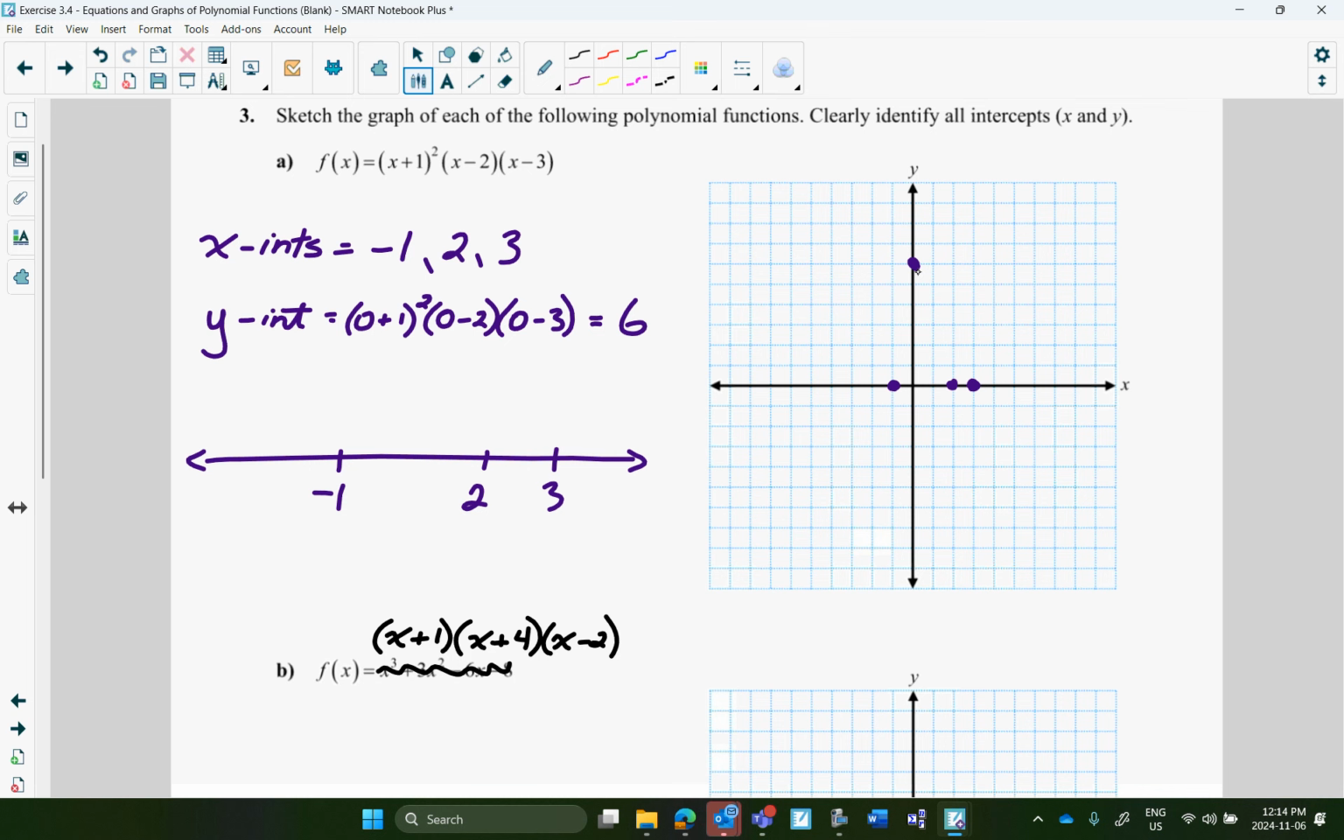Okay. So I know all my curves are going to go through those 3 points. Question is, starting on this side, does it start below or does it start above? So this is where I got to come over here and try a number to the left of negative 1. Again, plug it into the original factored form. I don't care what the answer is. I just care whether it's positive or negative.